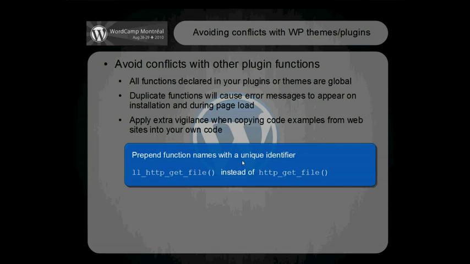By doing this, you're going to have a much better chance of having a unique function name inside of your plugin, as opposed to something very generic like HTTP get file, which in my case, I had a user install a plugin that had this exact same function name, and then there was a conflict. So avoid the headaches. Try to make sure that you have a prefix in front of all of your function names that's going to be unique to your own plugin.